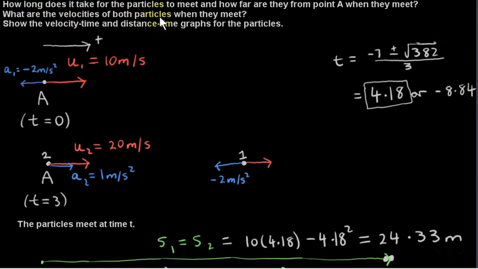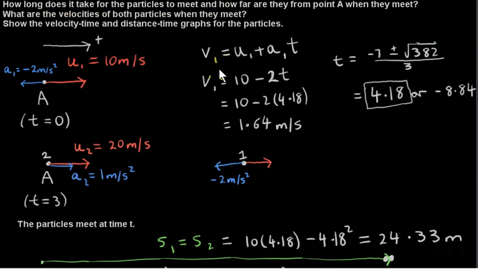What are the velocities of both particles when they meet? Here we have v1, the velocity of particle 1. Its initial velocity is plus 10. Its acceleration, which is constant, is minus 2. So here is a formula giving us the velocity of particle 1 at any time t.